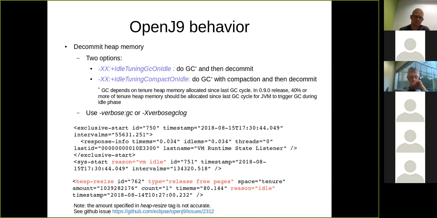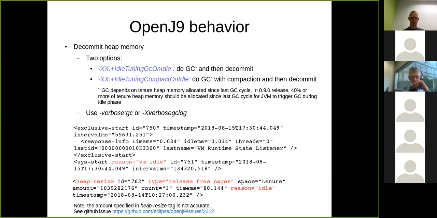The difference between compact on idle and GC on idle is that in compact on idle, the JVM will do GC as well as compaction. So there is likely more memory available to decommit because of compaction. Now these two options, you can check the behavior of these two options in GC logs.